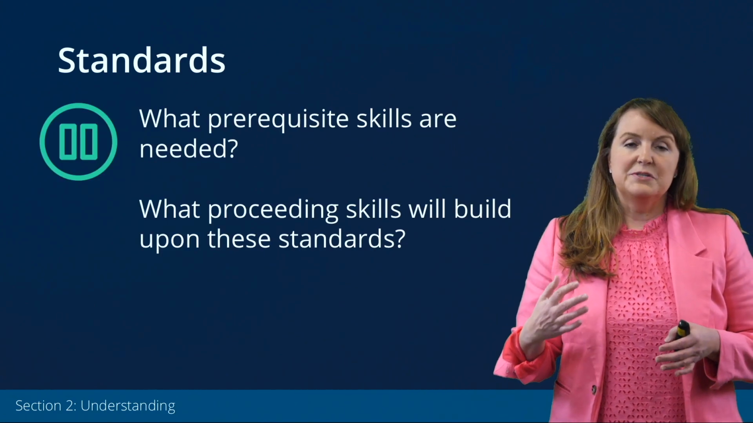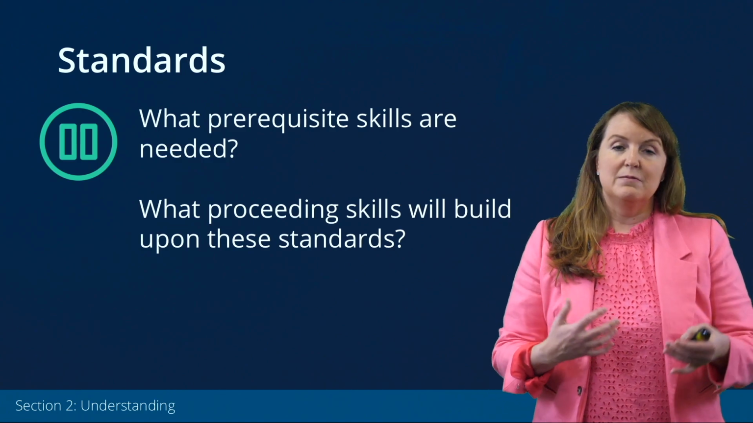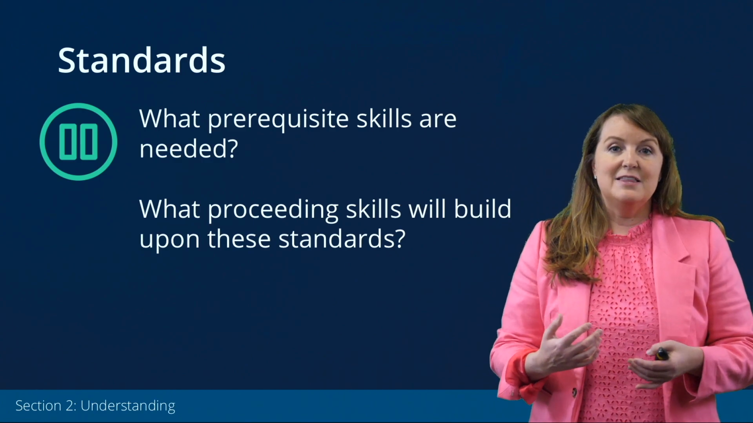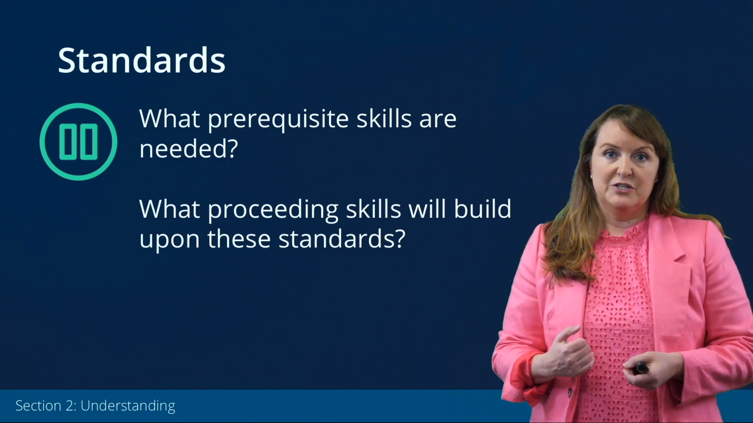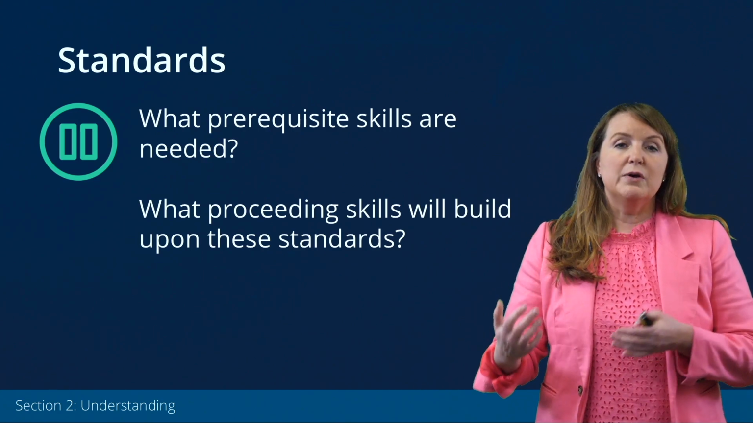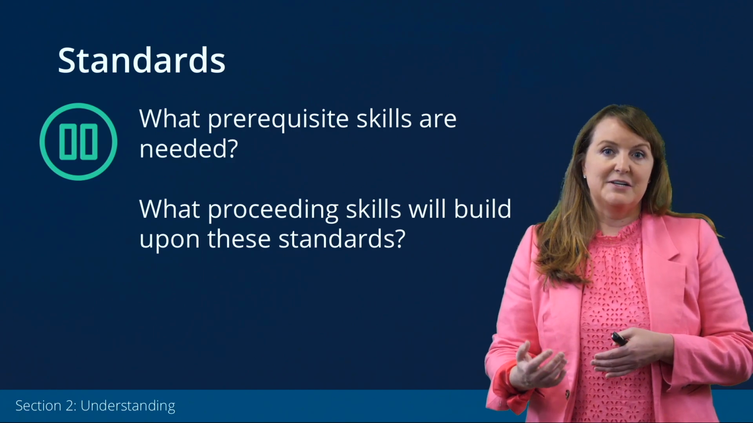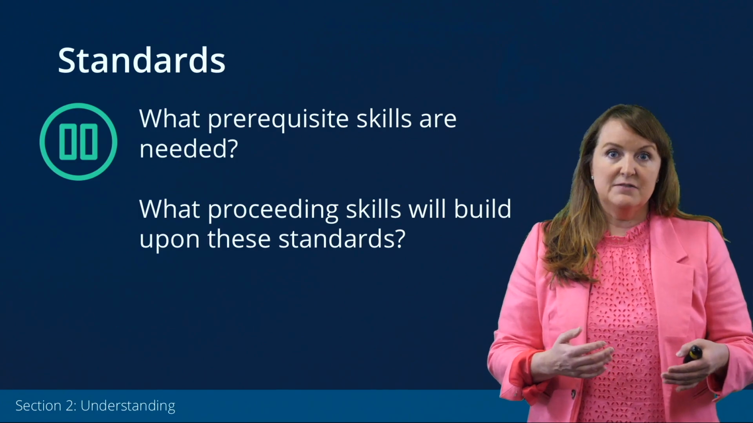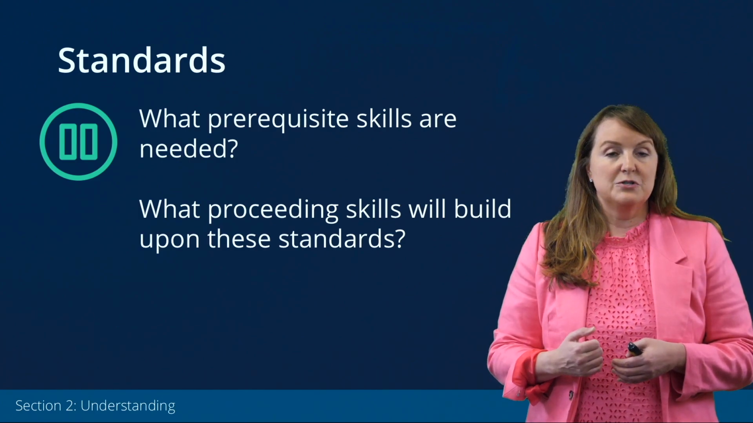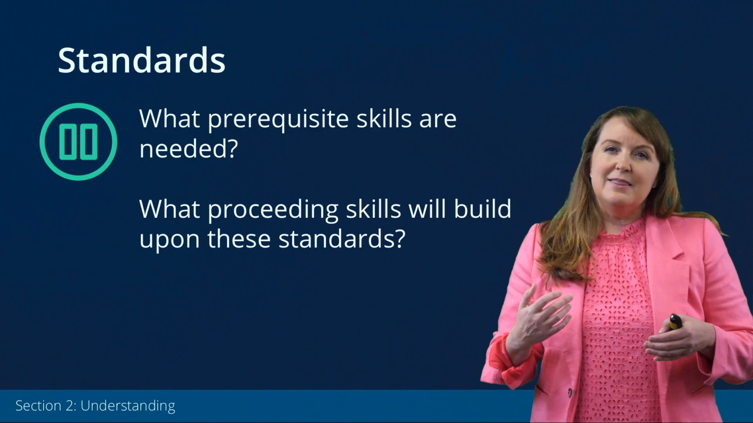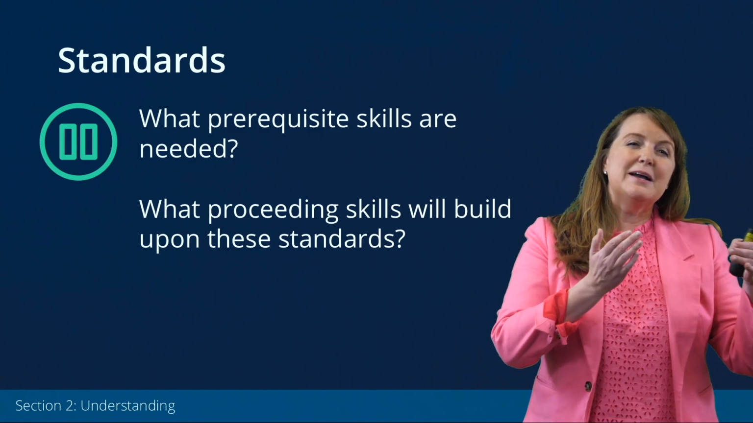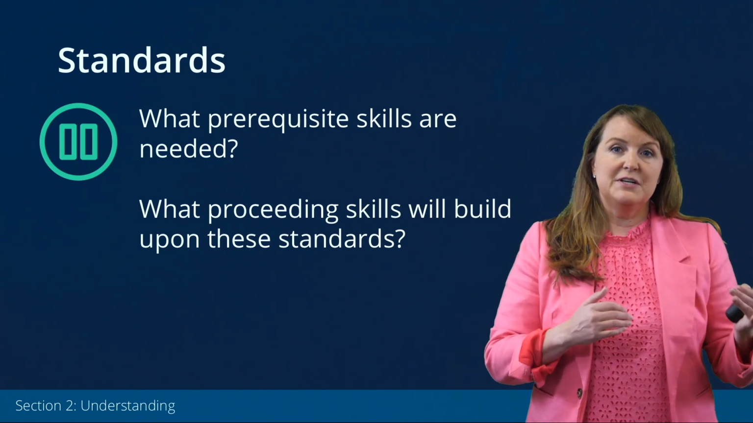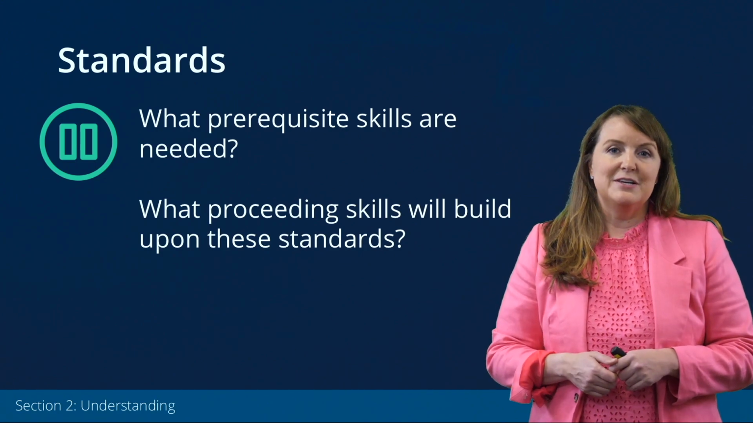So I would like you to spend some time rereading and reviewing these standards, and then push pause and answer these questions. First, what prerequisite skills are going to be necessary for students to be successful with these standards related to comparison? And then think about, well, what's going to be coming next for students? What proceeding skills will build upon these standards?